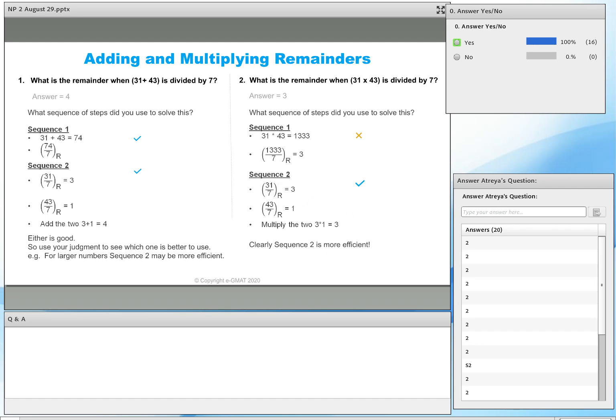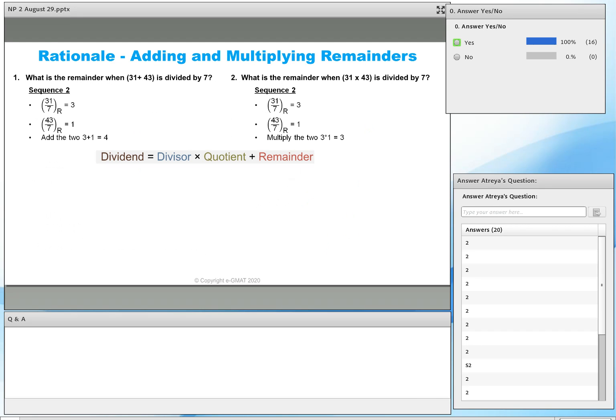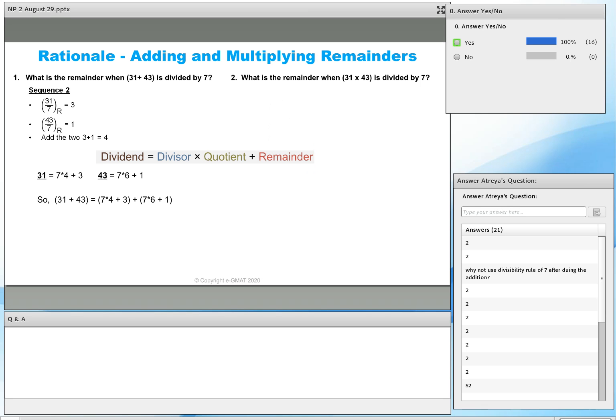I'll take another example, right? And I will also tell you why this works. This works because I know of this concept: dividend is equal to divisor times quotient plus remainder. Now, when I divide 31 by 7, how can I write this? I can write it as 7 times 4 plus 3. I can write 43 as 7 times 6 plus 1.